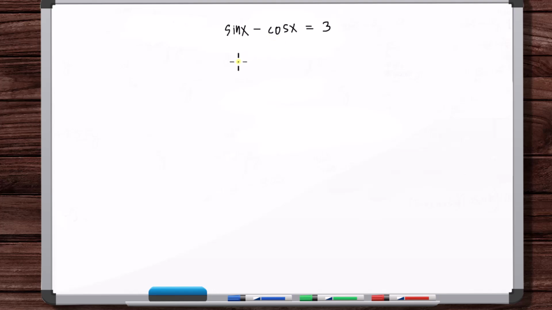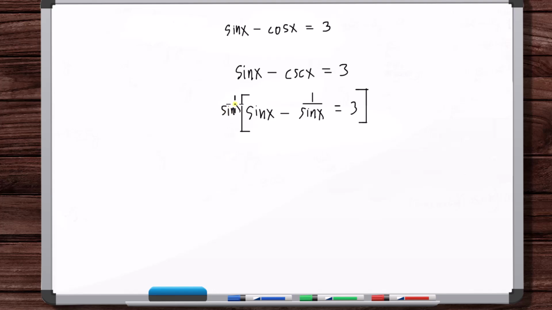So if this was sine x minus cosecant x is equal to 3, well, cosecant is the reciprocal of sine, so now we multiply this entire equation by sine x, and you've got sine squared x minus 1 is equal to 3 sine x, and there we go. Now we say u is equal to sine x, and we're left with u squared minus 1 is equal to 3u, and we solve it from there.